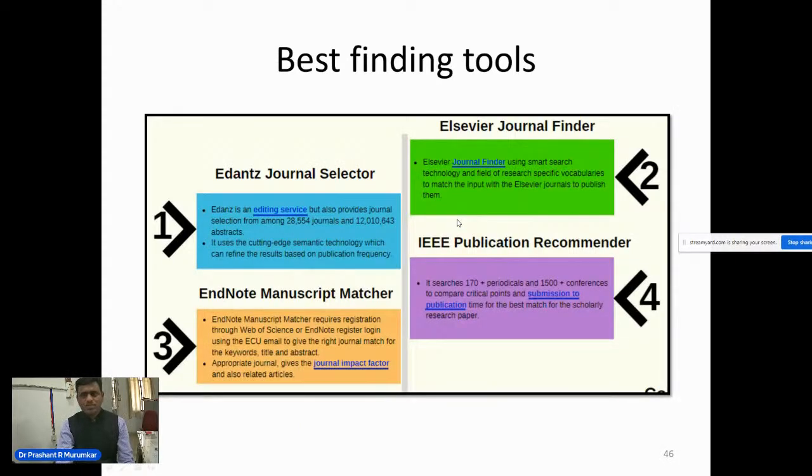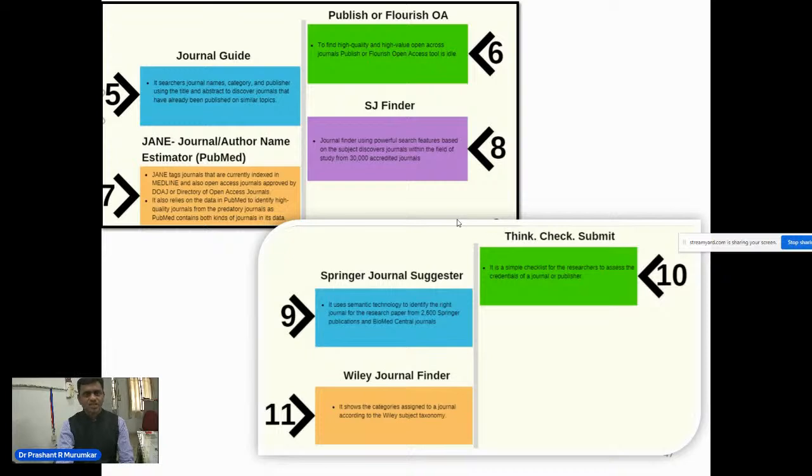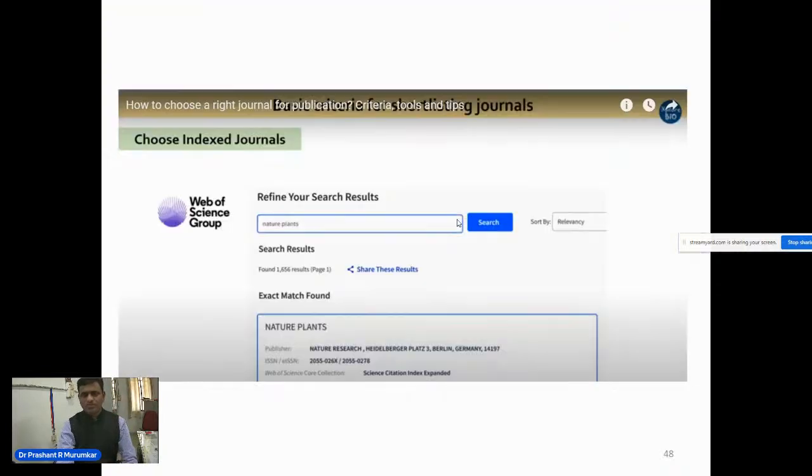As I told you, there are almost 5 to 10 best finding tools. The Advanced Journal Selector is there. Elsevier Journal Finder is there. EndNote Manuscript Matcher is there. IEEE Publication Recommender is there. And you can consider Journal Guide. Then there is Publish or Flourish OA, and SJ Finder. Then the Journal Author Name Estimator is given by PubMed. Springer Journal Suggester is also there. Then you can use Think Check Submit. And then Wiley Journal Finder is there. So almost 5 to 10 tools are available where you can find out the journals.